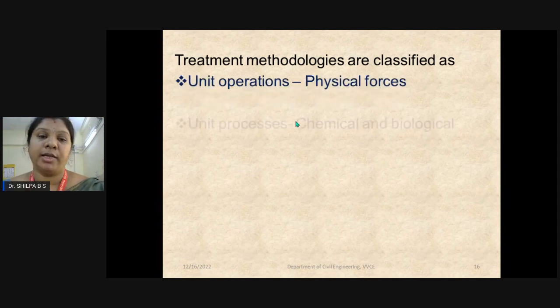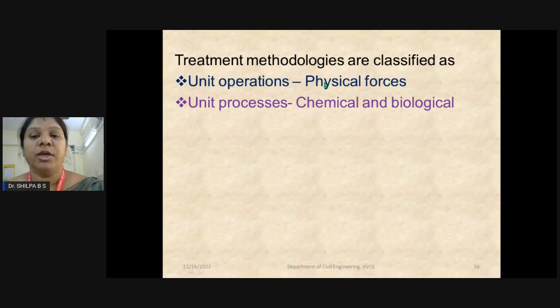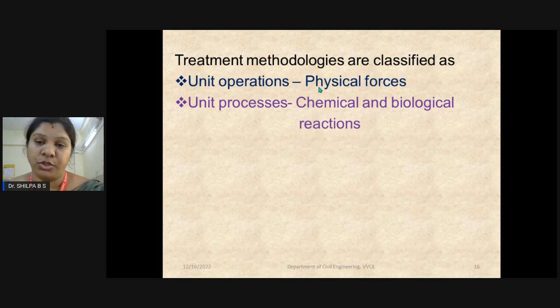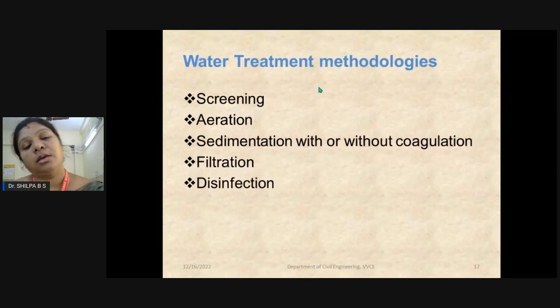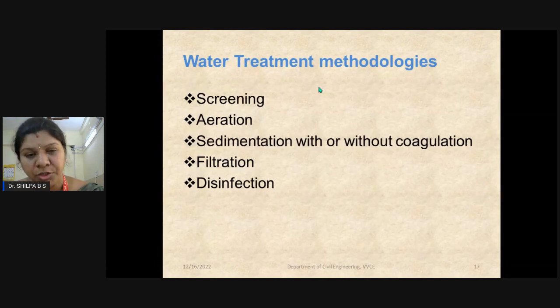Treatment methods are classified as unit operations and unit processes. Unit operations are those treatment methods where physical forces predominate, whereas the treatment methods where chemicals or biological organisms are used are called unit processes. The water treatment methods commonly used are screening, aeration, sedimentation with or without coagulation, filtration and disinfection.